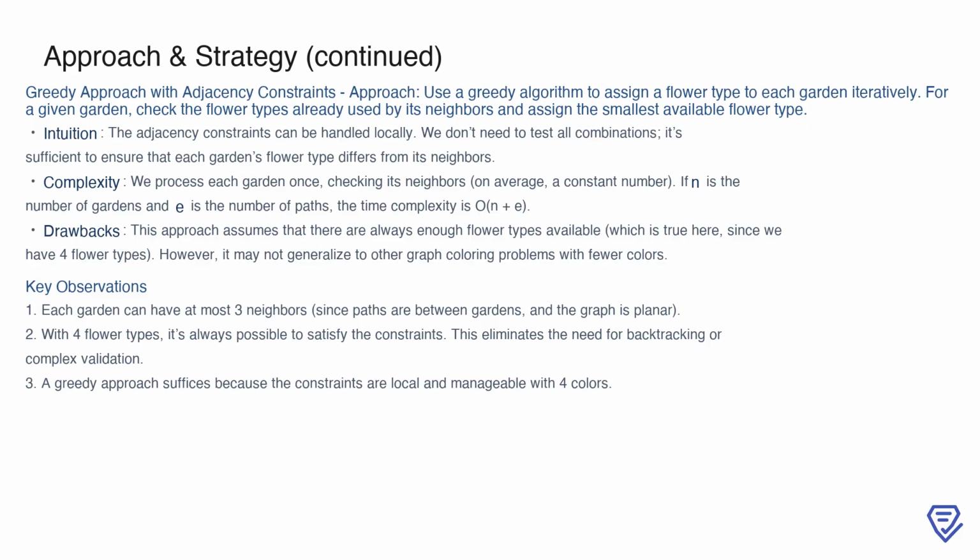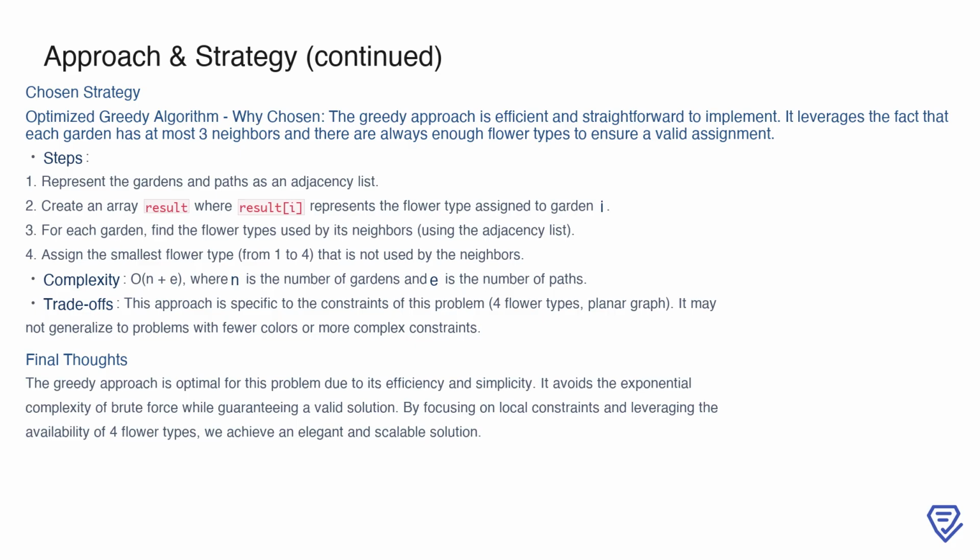Importantly, this approach works because we are guaranteed to have enough flower types for all gardens, specifically 4 flower types for a maximum of 3 neighbors per garden. This ensures that the constraints can always be satisfied without the need for backtracking or more complex validation steps. The optimized greedy algorithm is the strategy we've chosen for this problem because it is both efficient and straightforward to implement. This approach leverages the fact that each garden has at most 3 neighbors and that 4 flower types are always sufficient to satisfy the constraints.